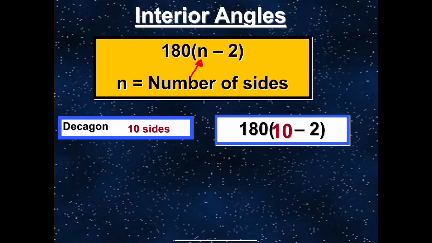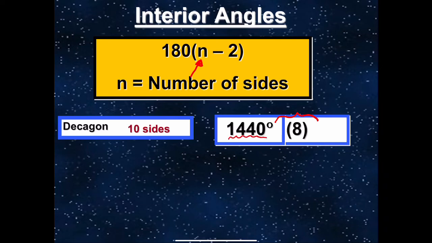Right, now, what do you guys do here? Do you guys remember your order of operations? Should we do 180 times 10 first, or should we do 10 minus 2? That's right, parentheses first. That's the first thing you want to do. Parentheses first, so 10 minus 2 is 8. And now you're left with 180 times 8, which is 2 billion or something. No, I think it's 1,440 degrees. So that's how many degrees total.